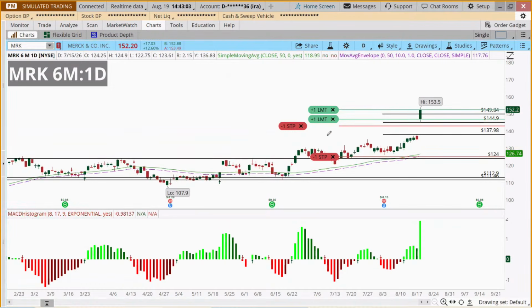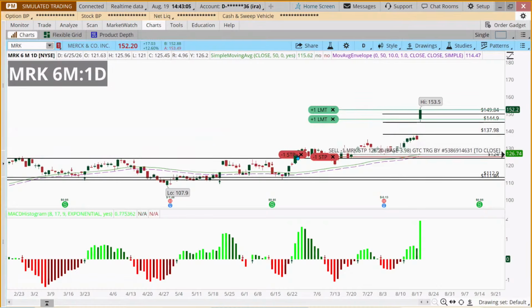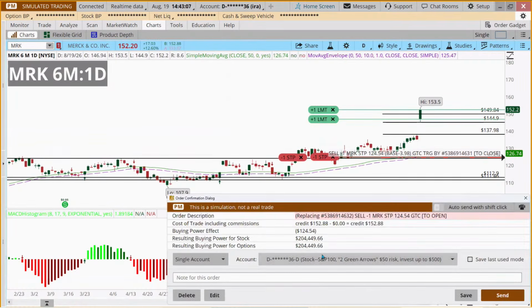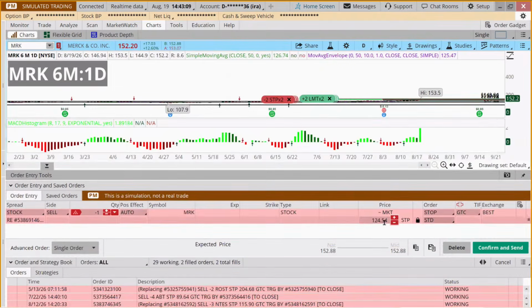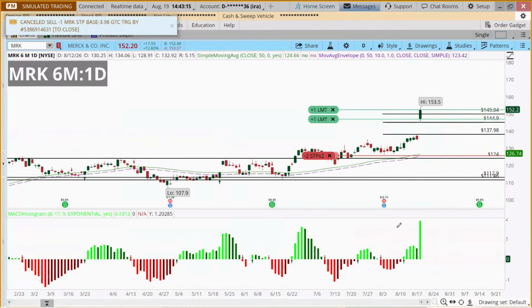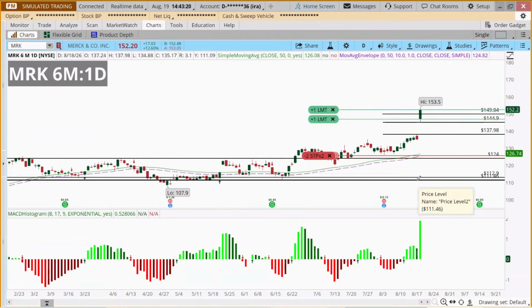So 125.47. So I'm going to move this one down. Okay, 125.47. We'll edit that. 125.47. Good till cancel. Okay, so now those stops are in the same spot. All right. So we are basically out of time here.